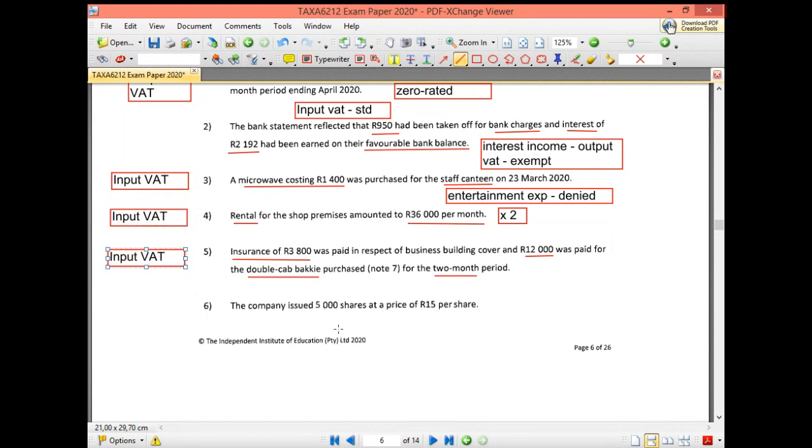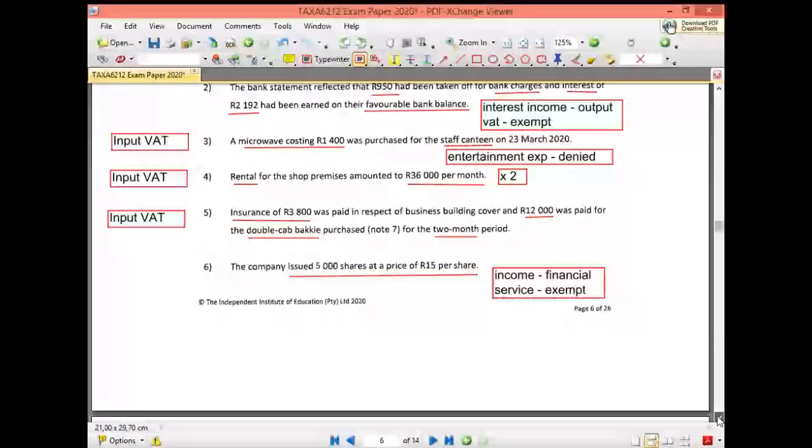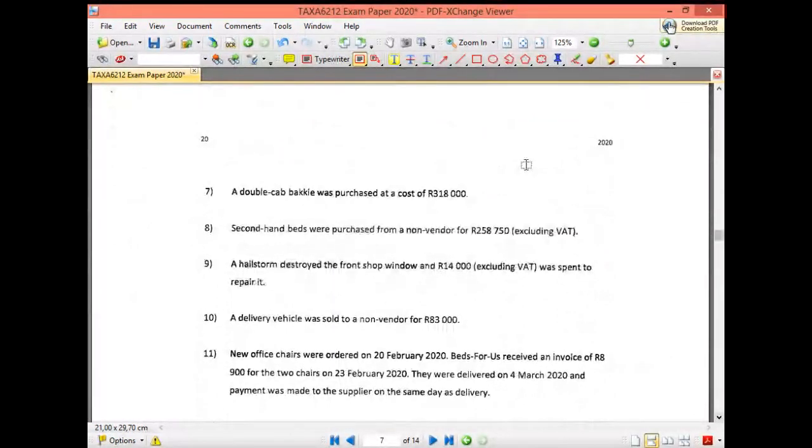Then we've issued shares. Now, if we issue shares, we are getting income as well. However, issue of shares is also a financial service, so this is also exempt for VAT purposes. Number 7, they talk about your double cab bakkie. Now we know this is a motor car as defined. So input VAT is denied.